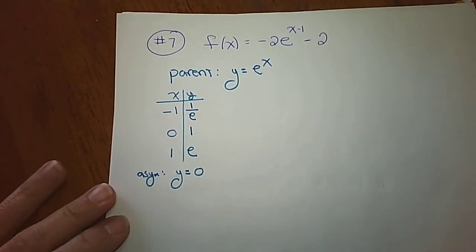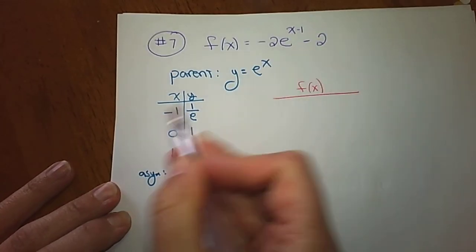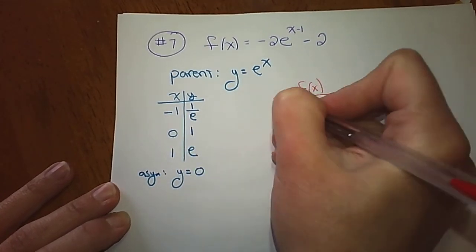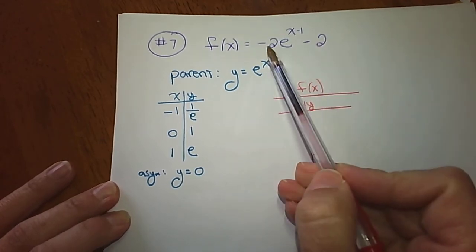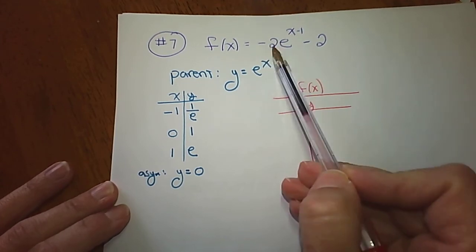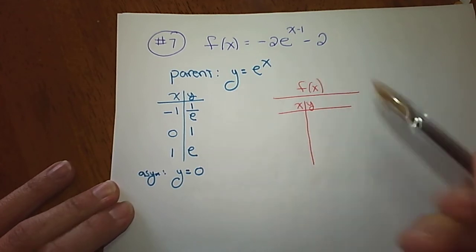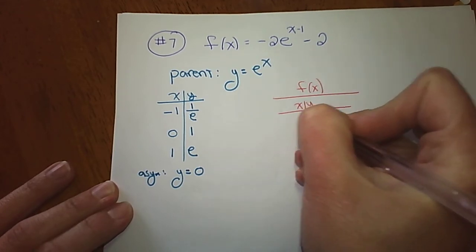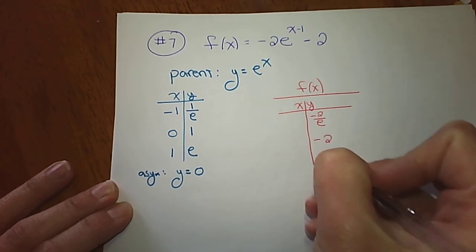Okay, now I want to do the chart for f of x, which is going to be a manipulation of this one. The first thing I notice out in front is a negative 2. Anything out in front affects the y column. So I'm going to go right down the y column here and multiply everything by negative 2. So that's going to be negative 2 over e, negative 2, and negative 2e.